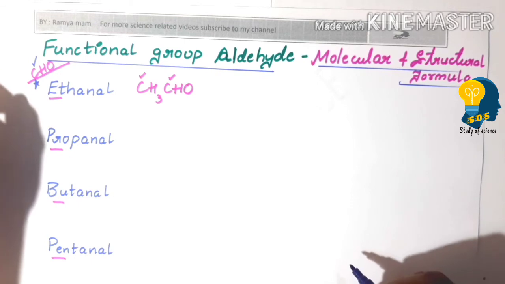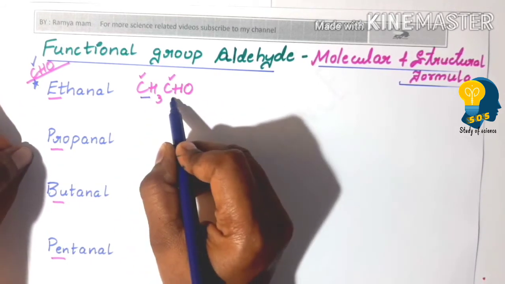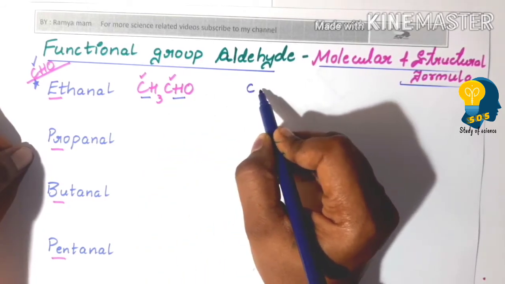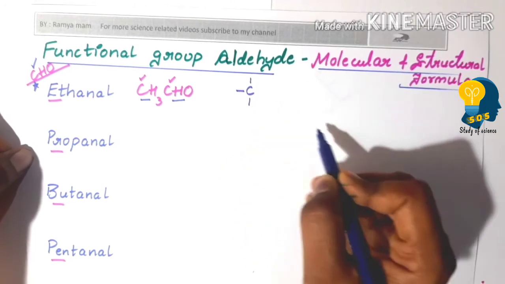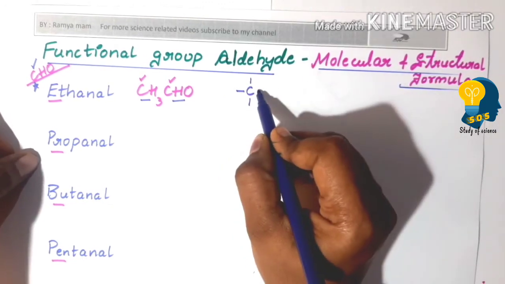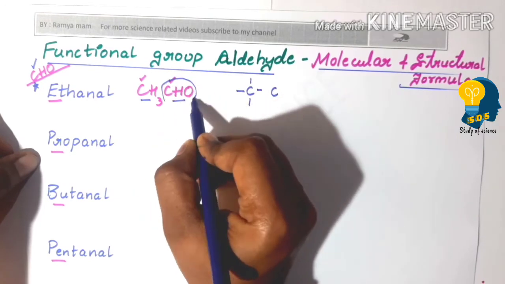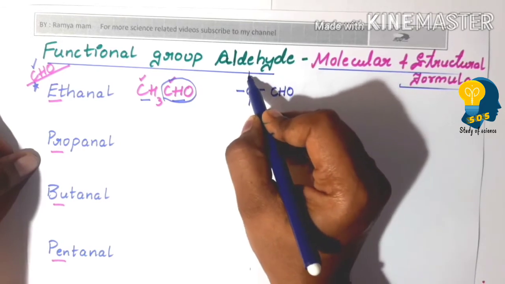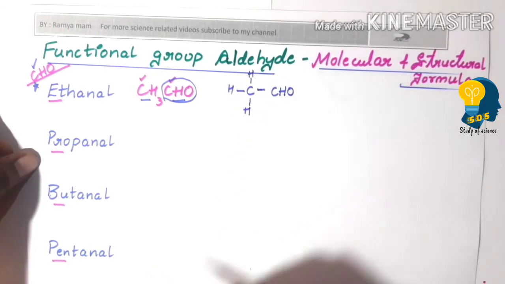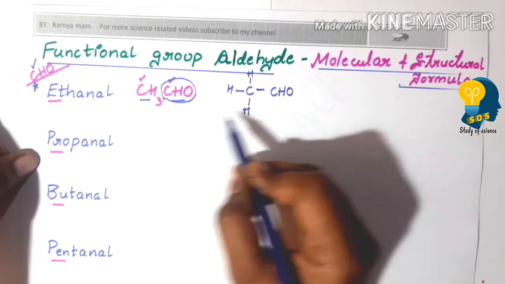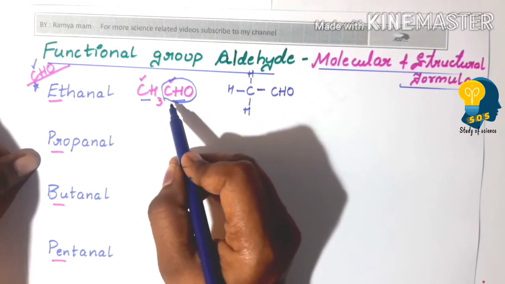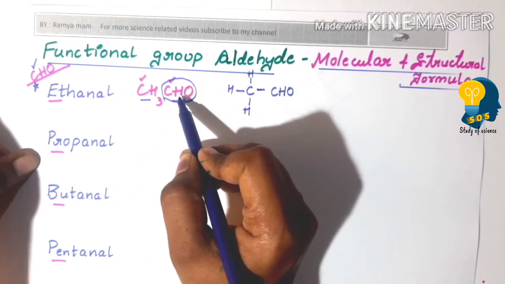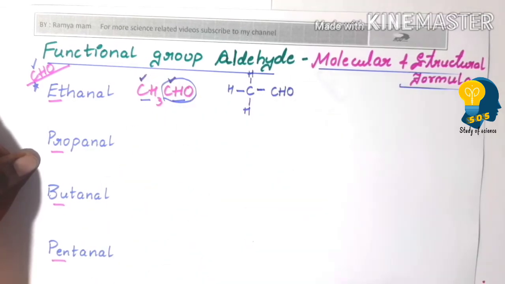Now to write the structural formula by looking at the molecular formula is very easy. CH3 means one carbon atom surrounded by 3 hydrogen atoms, and the remaining is the CHO group, that is the aldehyde functional group. So CH3 CHO. This is how we write the structural formula for ethanal. CH3CHO is the molecular formula because, as I told you, CHO is the functional group where this carbon is also taken for count.